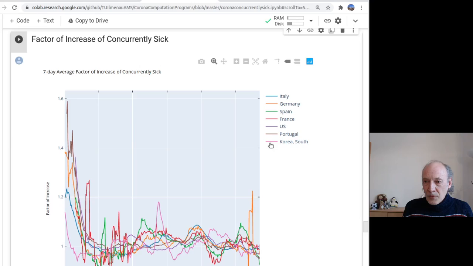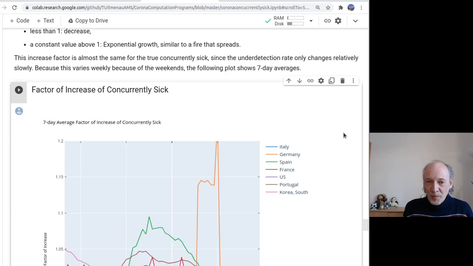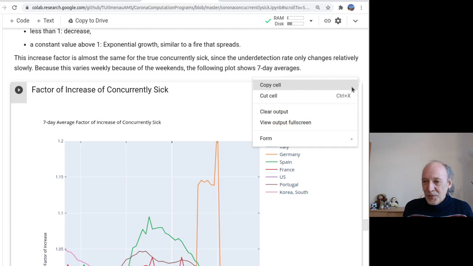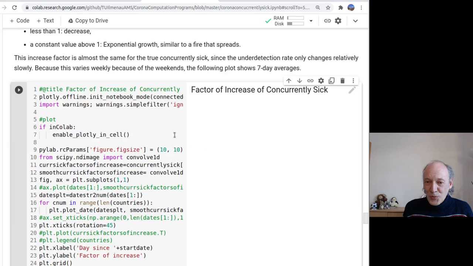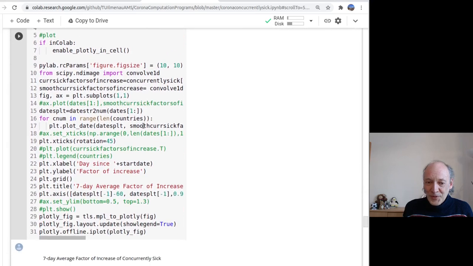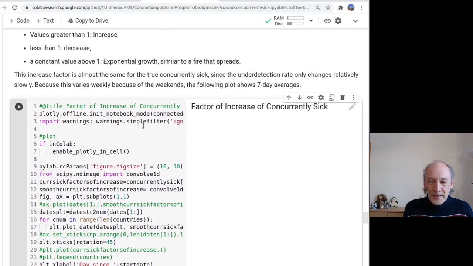Yeah, so you can see also the difference between the home button and auto scale. Auto scale takes all data, and the home button takes a preset which I programmed in my program. And actually you can see the Python code if you click on Form and click on Show Code. So here you can actually see the Python code, and in Colab you can actually also modify it and adapt it to your needs.